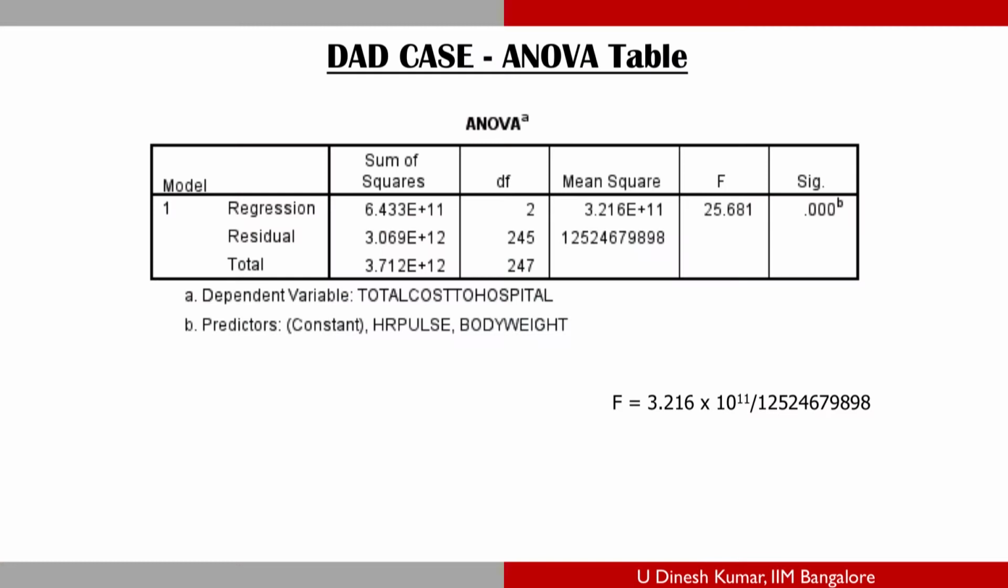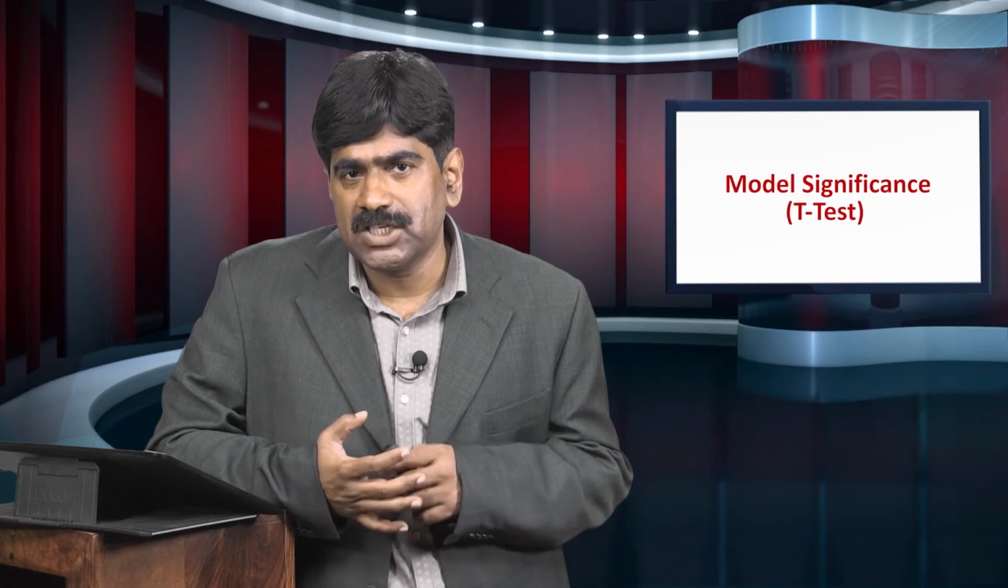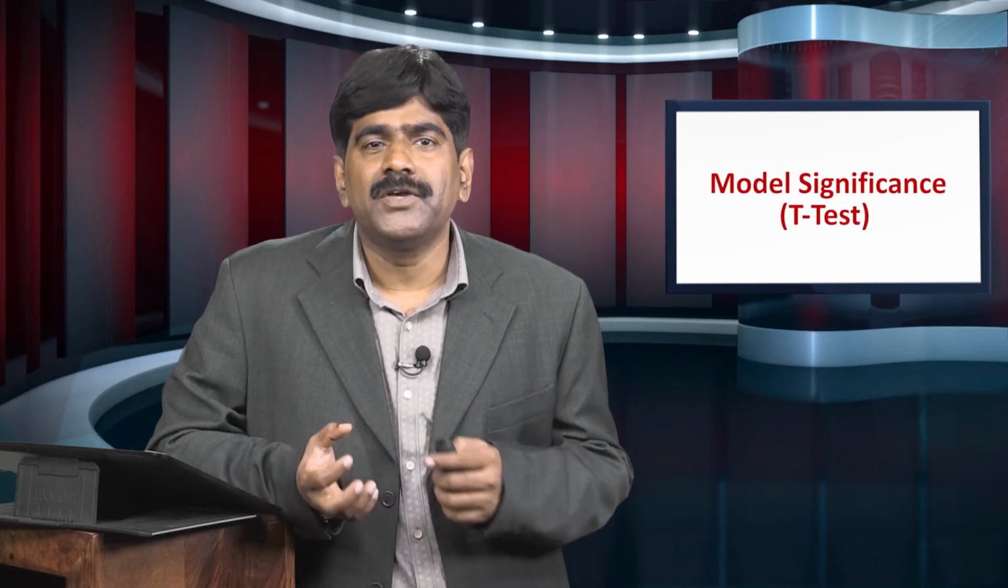Now let us look at the ANOVA table for the DAD case. Here the value of F, which is the ratio of MSR over MSE, is greater than 25, and the corresponding p value is very low, almost close to 0. So, now we can conclude that the overall model is statistically significant. Once we have statistical significance for the overall model, we go and test for individual variables.